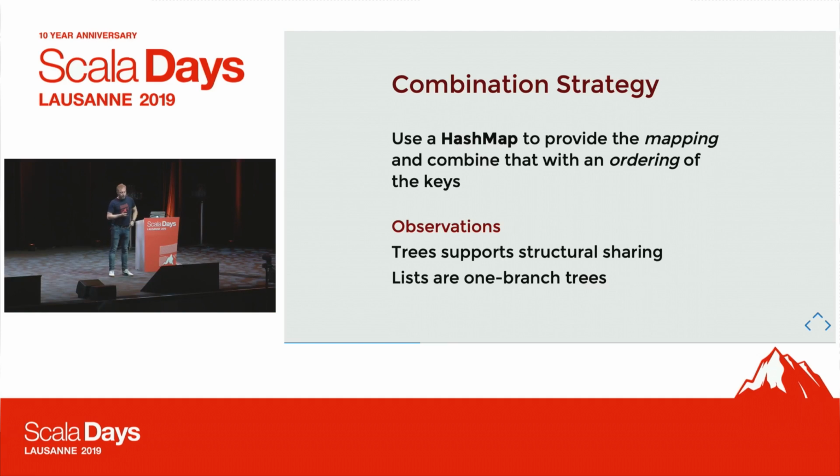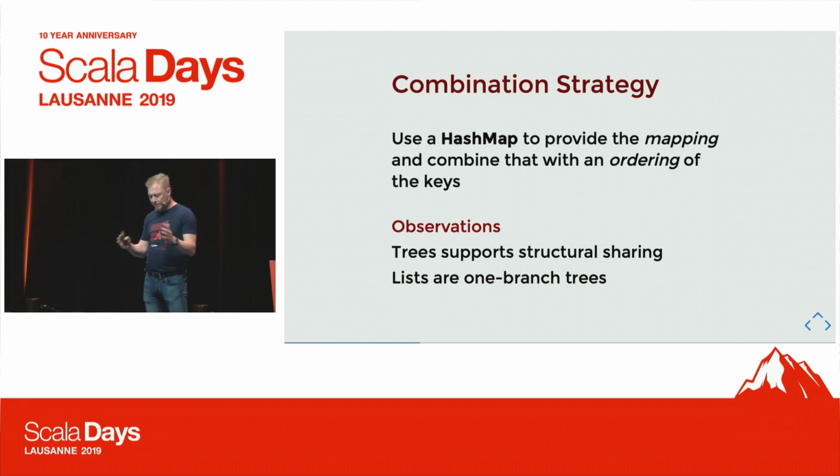And for immutable data structures in general, trees are really nice, because if you add something, you can reuse almost the entire tree or perhaps the entire tree for the new one. So you can reuse a lot of the nodes in the tree. And lists, you can see them as a one-branch tree. So lists are also a good way of implementing these.